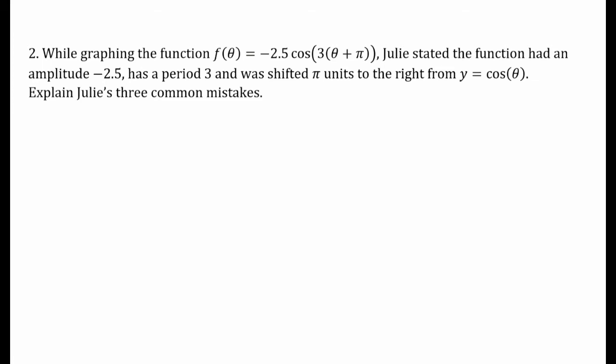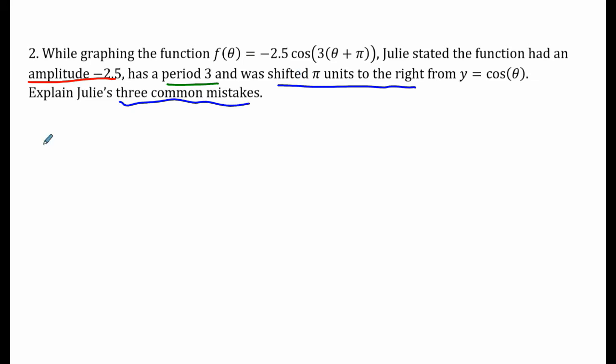Well, graphing the function f of theta equals negative 2.5 cosine of 3 times theta plus pi, Julie stated the function had an amplitude of negative 2.5, a period of 3, and was shifted pi units to the right from cosine. Explain Julie's 3 common mistakes. Well, there's 3 definitely really common mistakes.